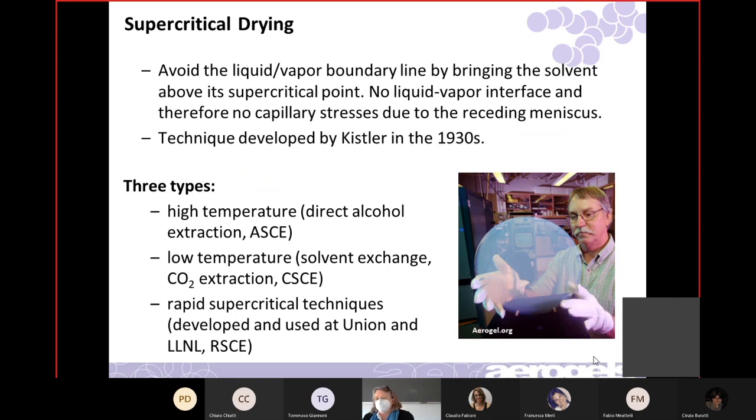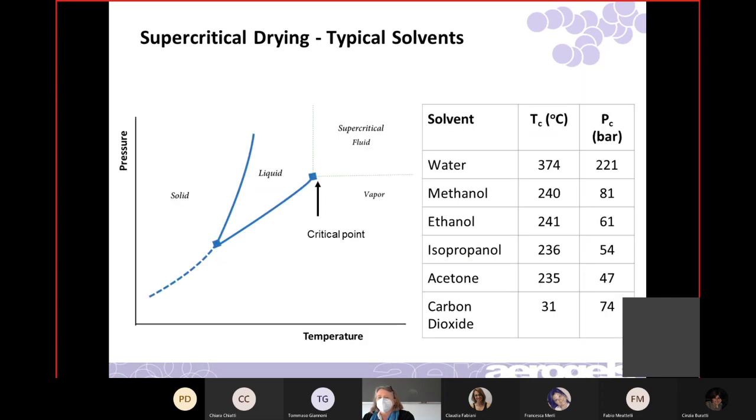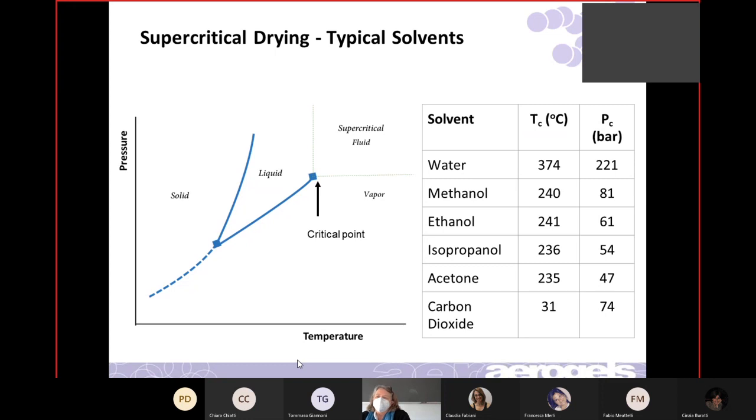Okay. So again, going back to that pressure temperature diagram, this is that critical point. When we get to these pressures and temperatures, we have that supercritical fluid. And so just as a reference, water has a critical temperature of 374 degrees C and 221 atmospheres. That's very high. Okay. Methanol and ethanol, which are what are in the gels we make, about 240 degrees C, much lower supercritical pressures.